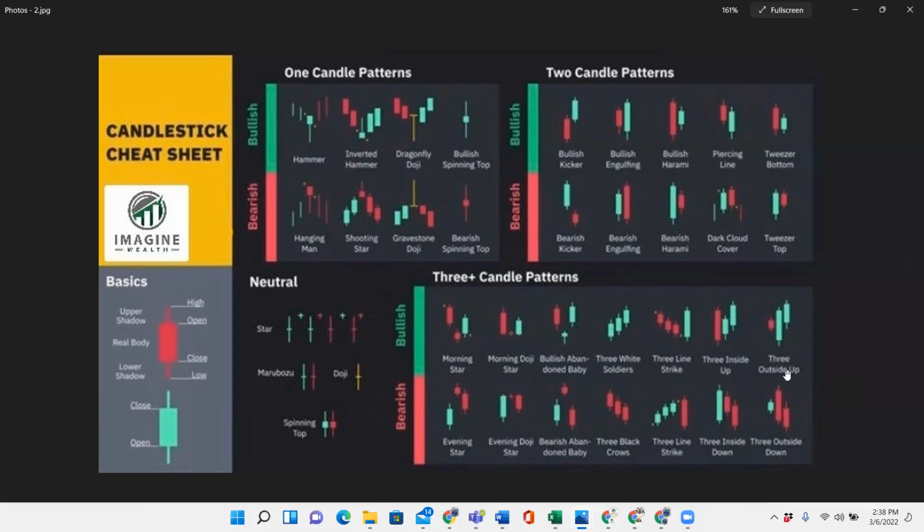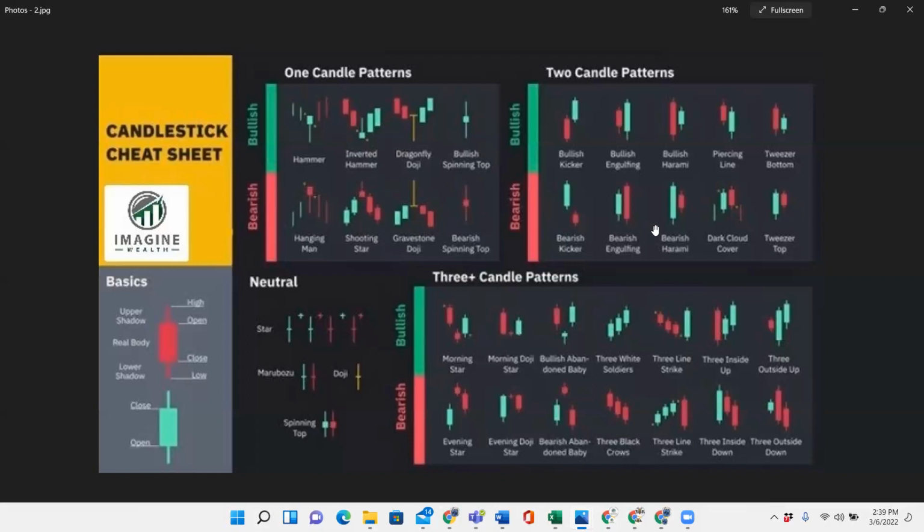Now, you don't have to memorize all of these patterns, okay? Me personally, I like to use the hammer. I will also use the inverted hammer. I like the dragonfly doji also too. I don't really trade off of the spinning top. And then on the reverse, we have the hanging man, the shooting star, the gravestone.